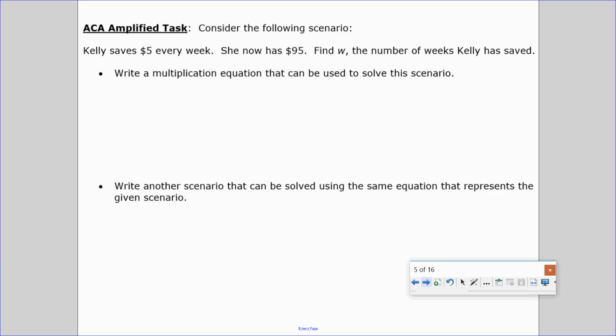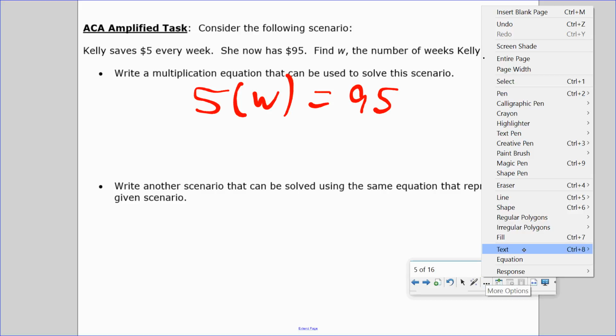All right, now that we kind of get that, let's try another one. Kelly saves $5 every week. She now has $95. Find W, the number of weeks Kelly has saved. Write a multiplication equation that can be used to solve this. She saves $5 every week, and she now has $95. So it's 5 times the number of weeks, then she'll have $95. Write another scenario that can be represented by the same equation.